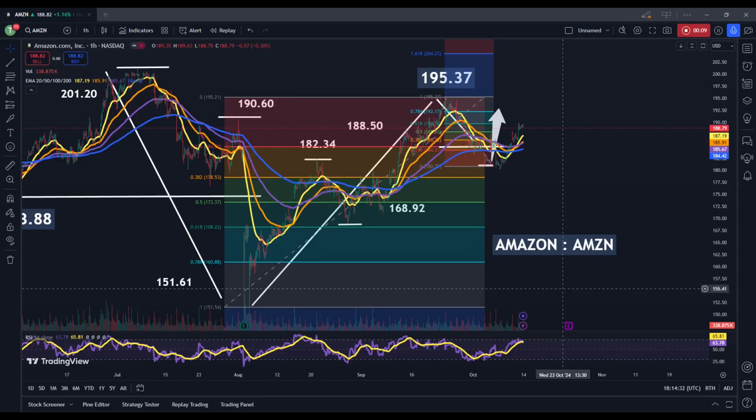We have the current stock market analysis for Amazon.com Incorporated, stock ticker AMZN.